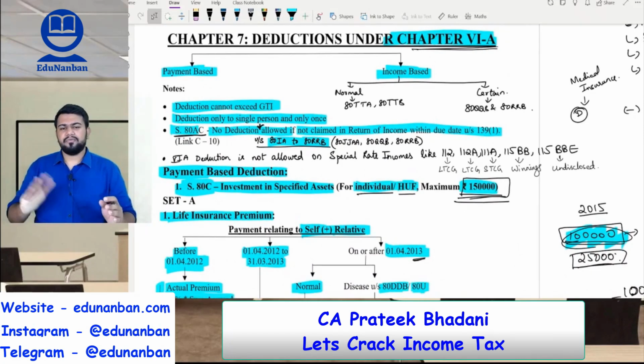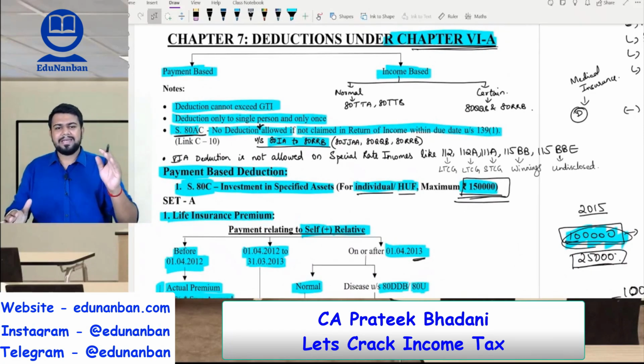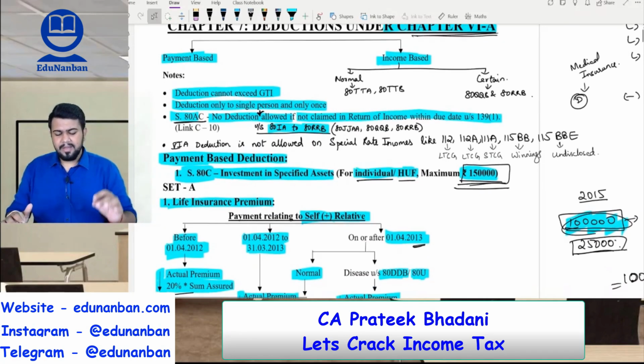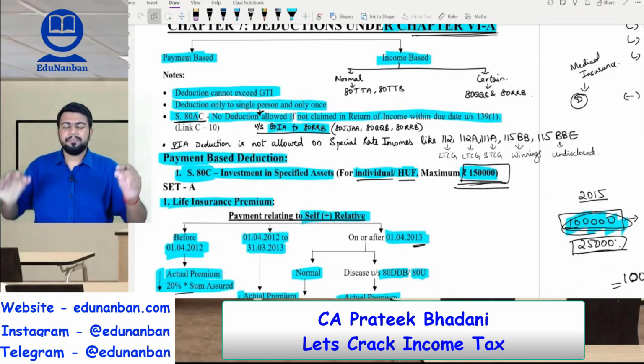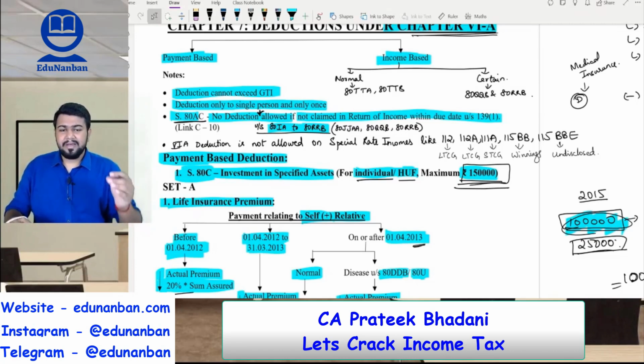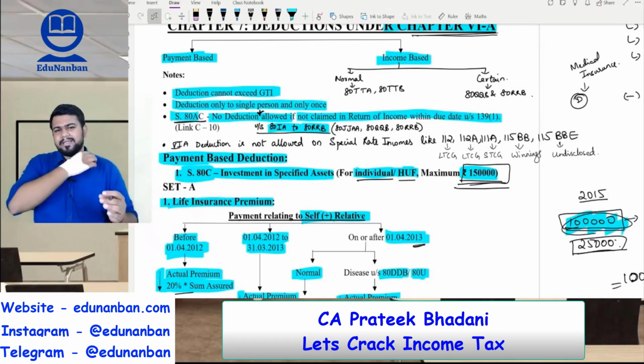Firstly, deductions are of two types: payment based deduction and income based deduction. In income based deduction also, there are normal income based and certain income based deductions. Payment based deductions mean deduction is given based on the payment made by the assessee. Income based deductions mean deduction is given based on the income earned by the assessee.